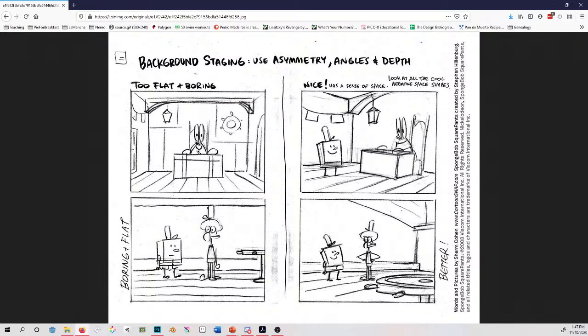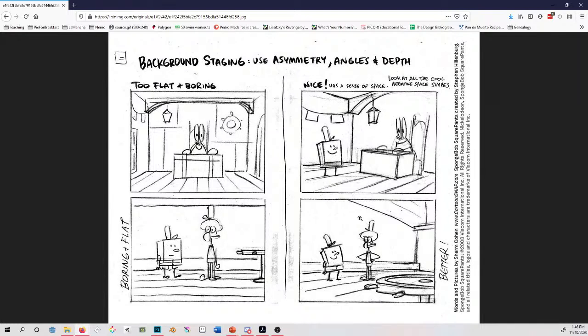But see, on the right side, that same context, but drawn such that Mr. Krabs is on a third and SpongeBob is on a third, is a more interesting composition. Same thing below that with Squidward and SpongeBob. They're on thirds. Their backdrop is a nice dynamic perspective.